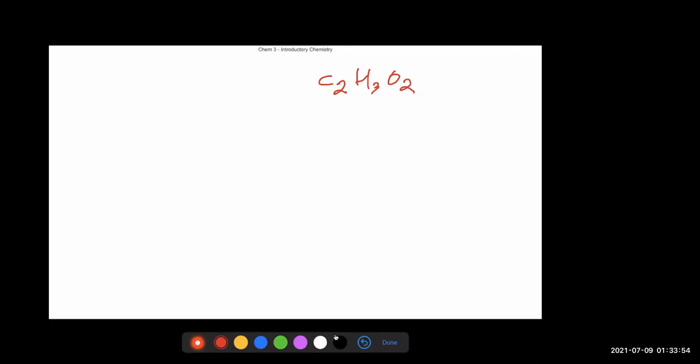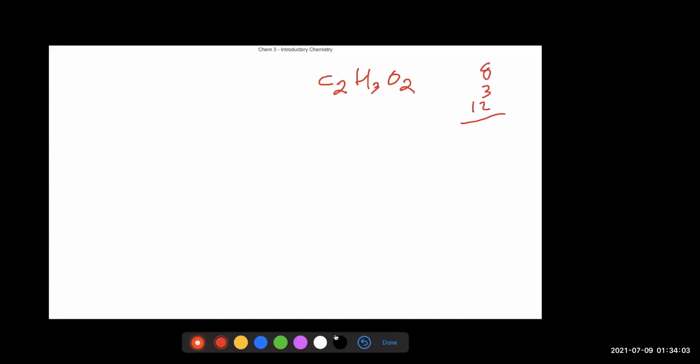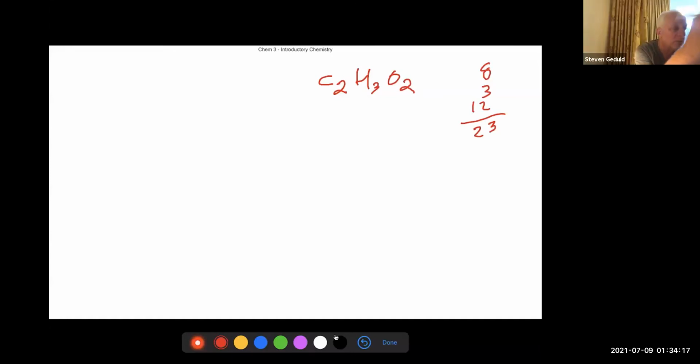It's C2, H, how many hydrogens? H3O2. Okay, so how many valence electrons? Carbon has how many? 4. So it has to have 8. Hydrogen has 1, right? So there's 3. Oxygen has 12, because there's 2. Perfect. Okay, 4, 3, and 2.